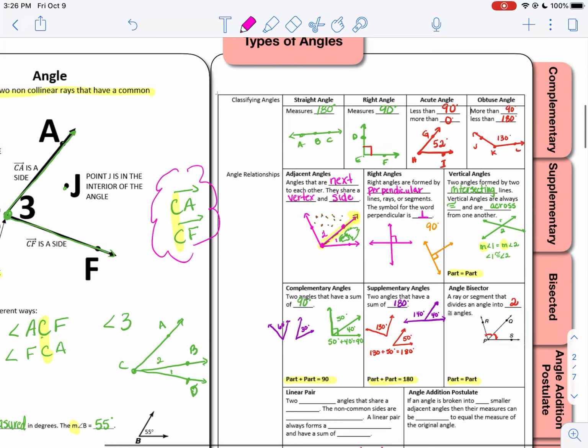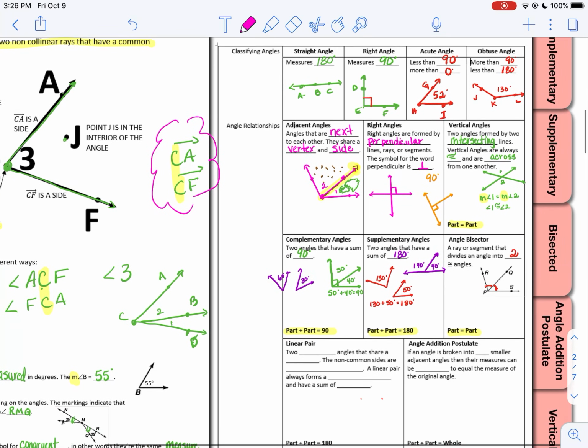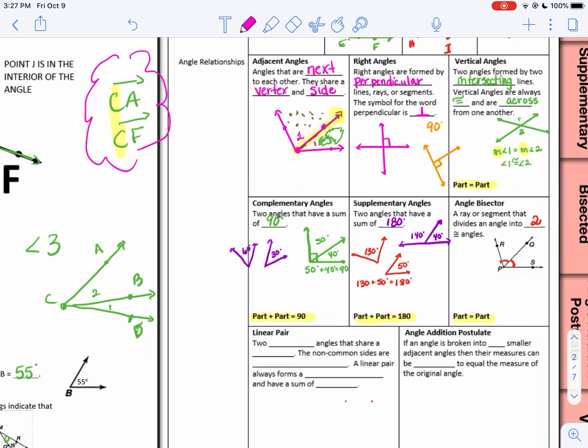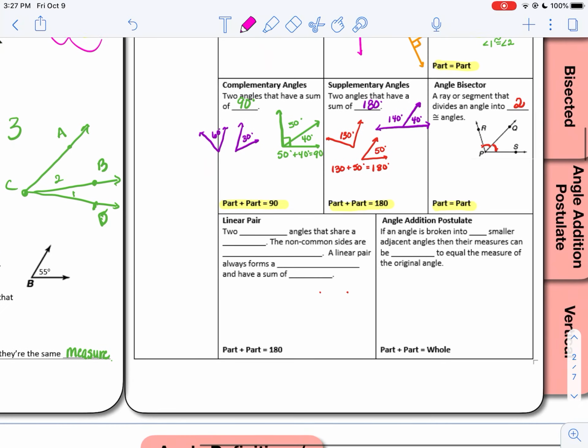Then we came over here and we did classifications. We talked about straight angles, right angles, acute angles, and obtuse angles. Next, the angle relationships: adjacent angles, right angles, vertical angles, complementary, supplementary, and angle bisector. So those are all very, very important. And now we've got two more to go.